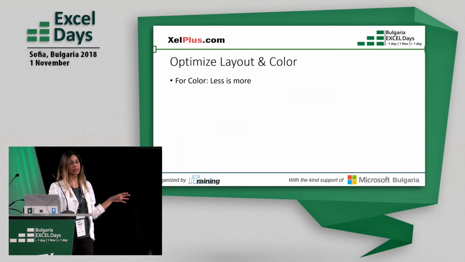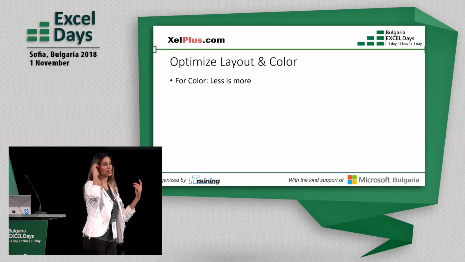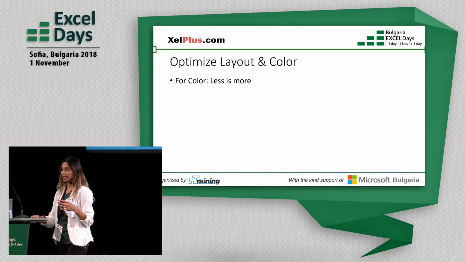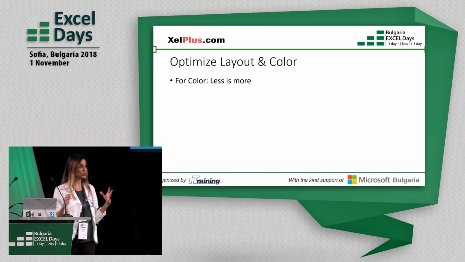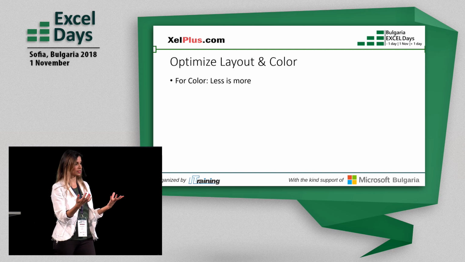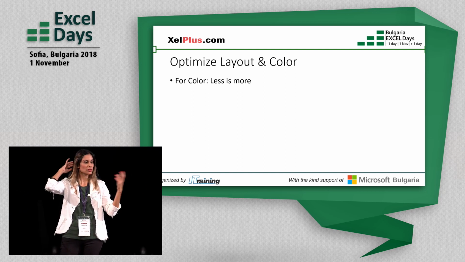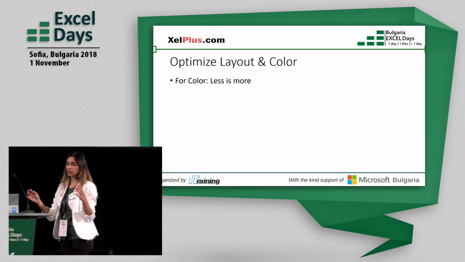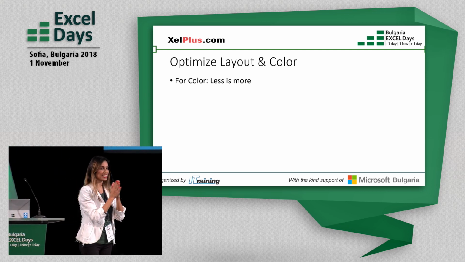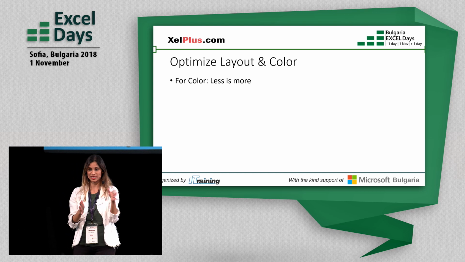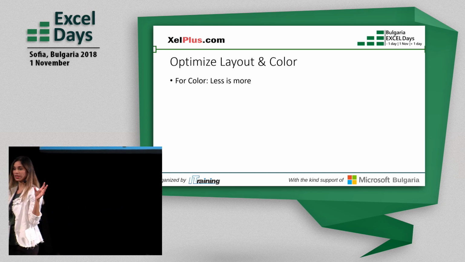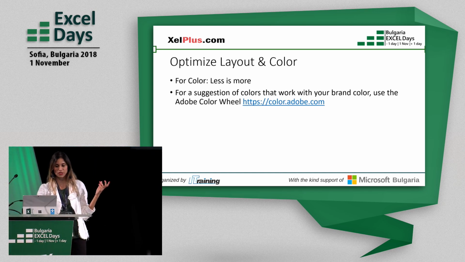But the next things that come into play is optimizing the layout and the color that you use in the reports. And here's the thing, sometimes I see people use too much color in their reports, especially in the headings. It's too distracting. So for color, just like any other areas of design, less is more. Okay, so just bring attention to what you want to bring attention.